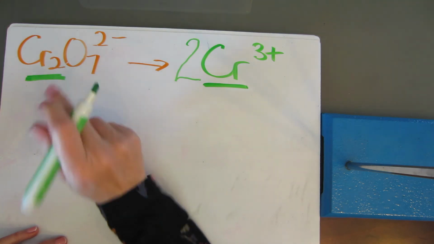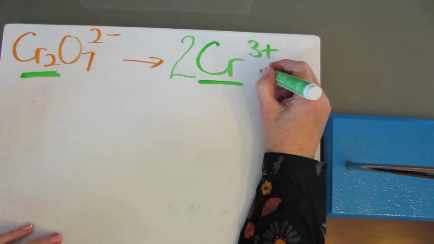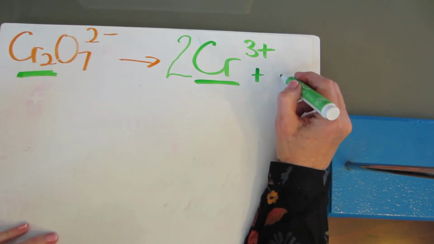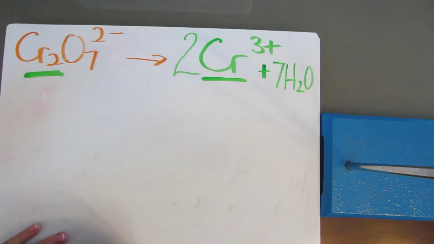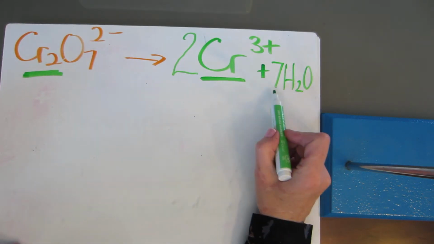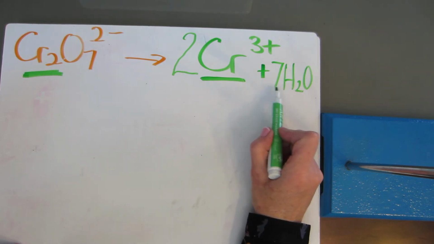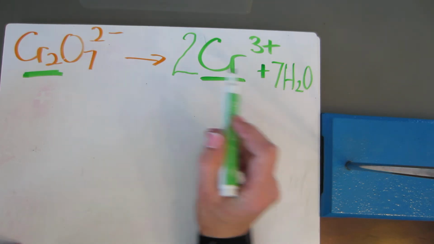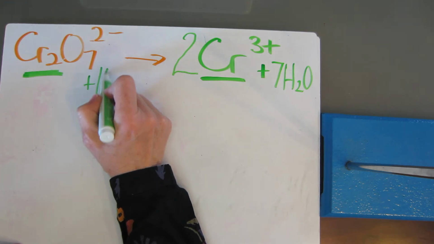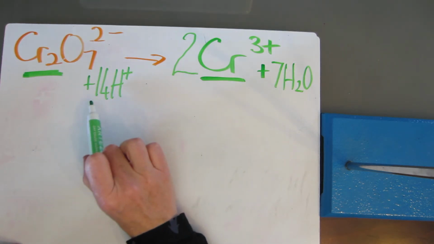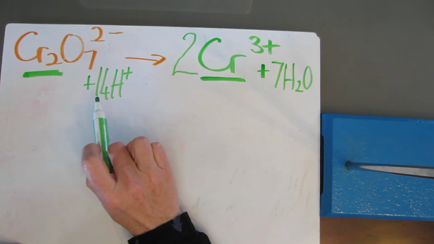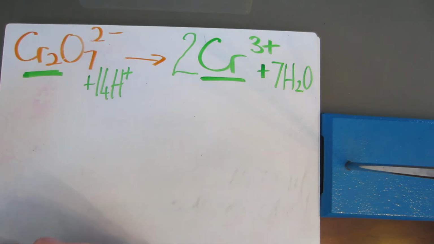So 7 oxygens, what are we going to add onto this side? H2O, how many of them? 7. Which means now, how many hydrogens have I introduced? 7 times 2 is 14. So I'm going to have 14 H+ ions on this side. Sometimes I have quite large numbers. You shouldn't let that worry you.